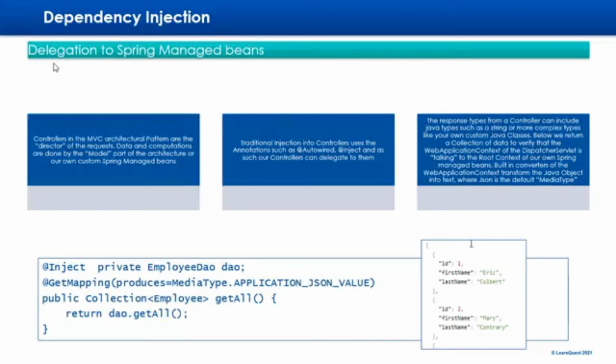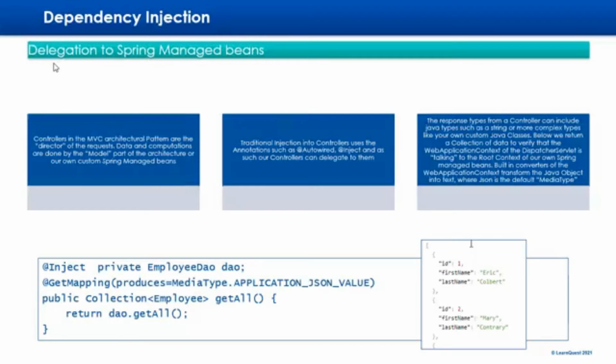So we're really transgressing from controllers to model parts of our application. The way we do this is we simply inject in a bean from the root context, such as employee DAO. We could use autowired, we could use inject. We're now moving from one context to the other, so to speak. We're moving from controller to model.